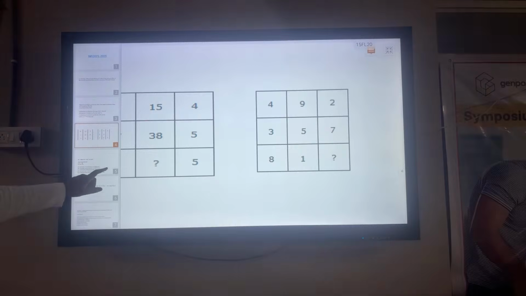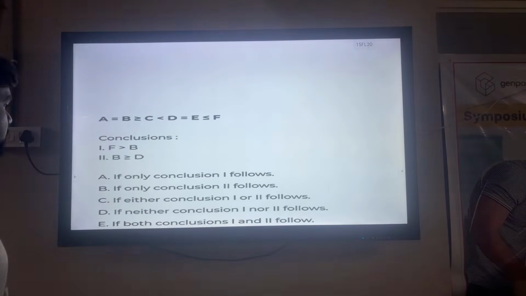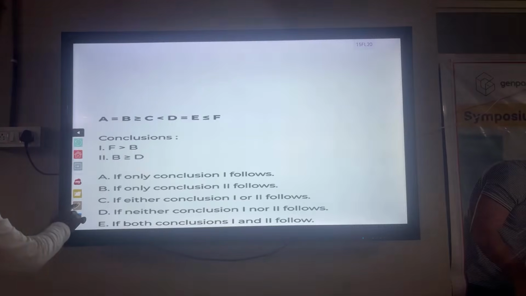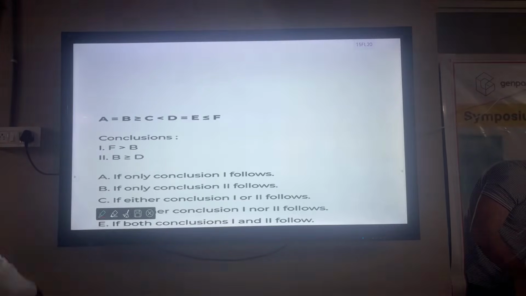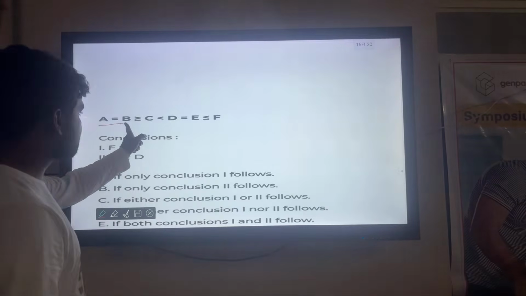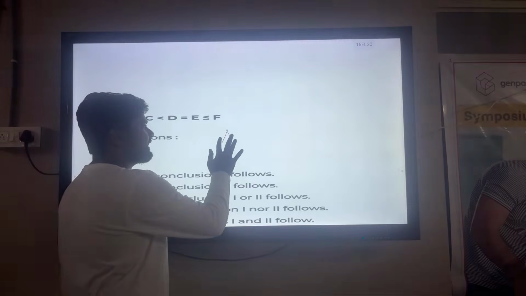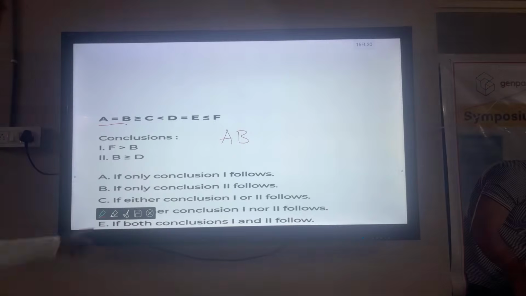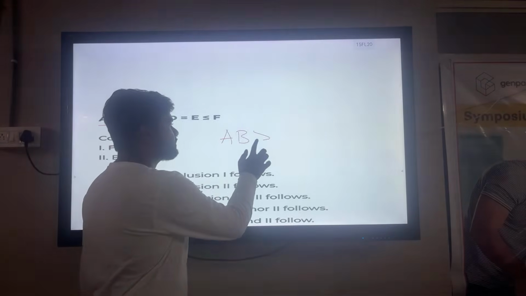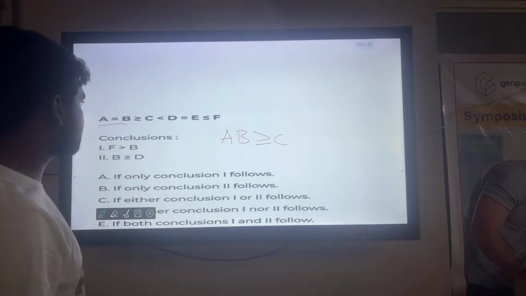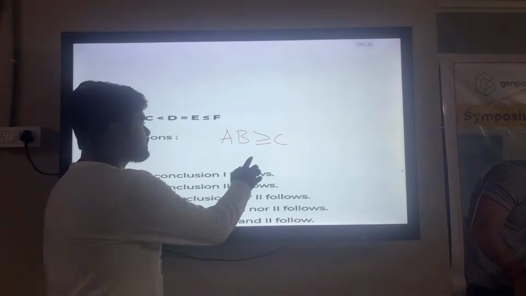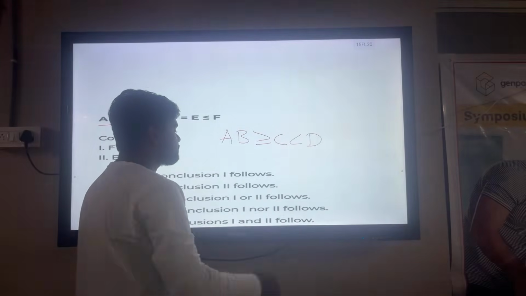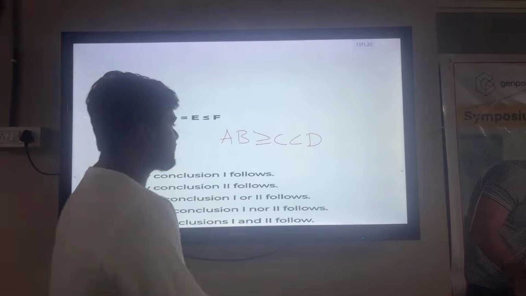Already? Can you answer this one? Coded inequalities. What is the question they are giving you? A is equal to B. A is equal to B means nothing but I can write AB. They both are same now. After that, B greater than or equal to C. After that, C less than D. After that, D is equal to E, nothing but D.